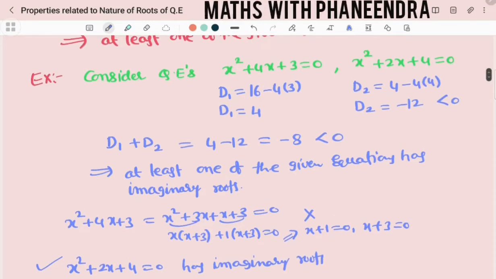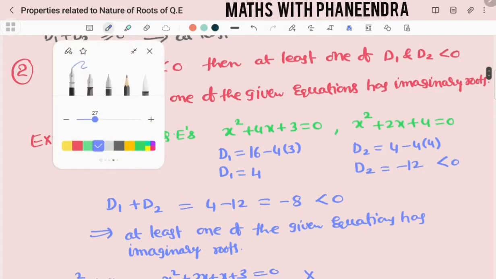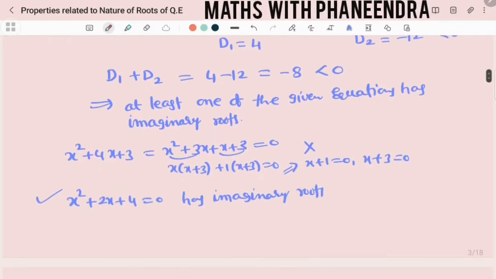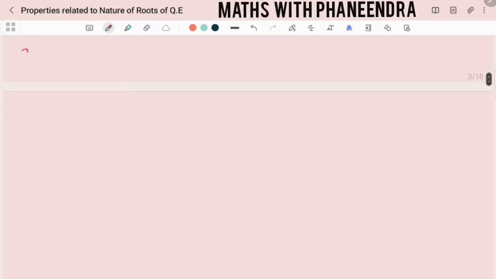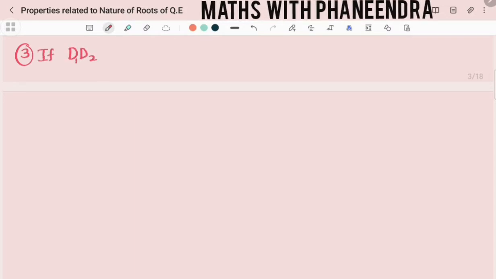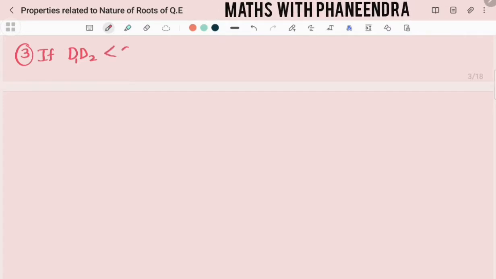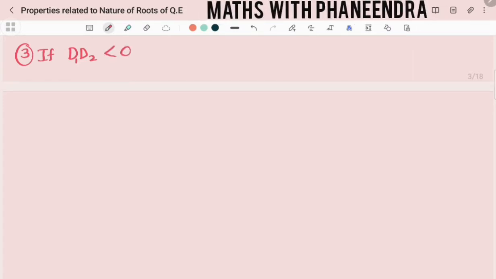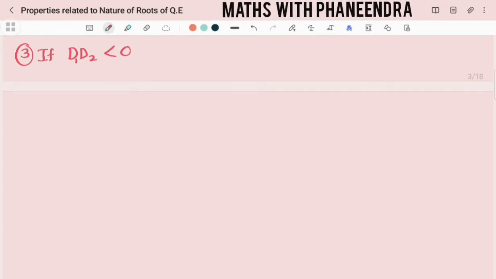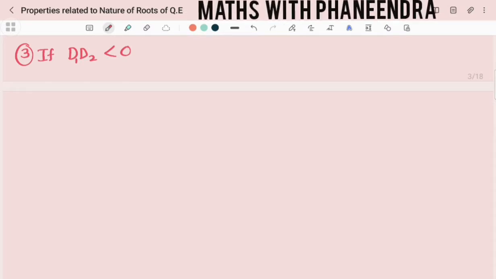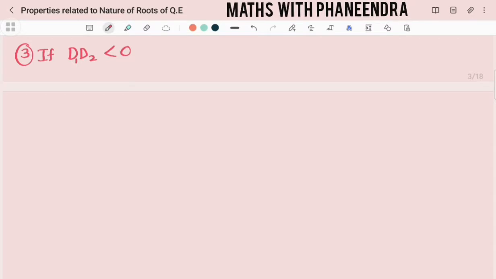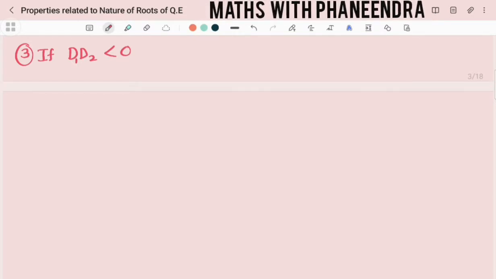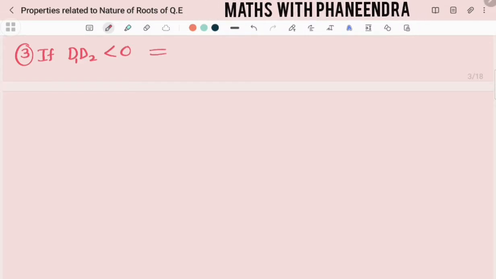So the second case is d1 plus d2 is less than 0. We got it. Next, the third property, property number 3: d1 into d2, the product of discriminants, is less than 0. In this case, we will check whether the roots are real or not. Whenever d1 d2 is less than 0, sometimes even real and complex roots will come.